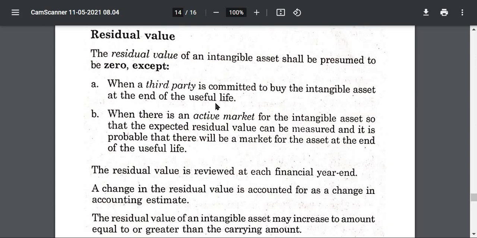Pero kapag wala namang commitment from a third party, or when there is an active market, kapag meron daw active market for the intangible asset, so that the expected residual value can be measured and it is probable na there will be a market for the asset at the end of its useful life. So it is only in these two cases na may residual value yung intangible asset. Kung wala tong dalawang to, either of the two, then the residual value of the asset is zero. Again, may residual value lang yung intangible asset natin kapag una, may committed third party to buy the asset at the end of its useful life, or meron siyang active market na pwede natin mabenta yung intangible asset at the end of its useful life.